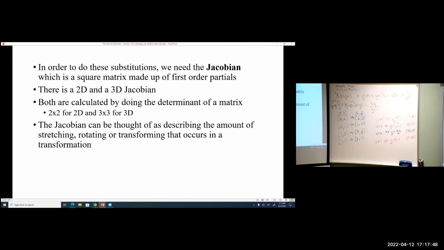And so the Jacobian accounts for the stretching and the rotating that goes on between the two regions. So the Jacobian is what calculates the R when you go from rectangular to cylindrical. The Jacobian is what calculates the rho squared sine phi when you go from rectangular to spherical. That's what the Jacobian gives you, that little factor that has to be part of your dA or your dV.